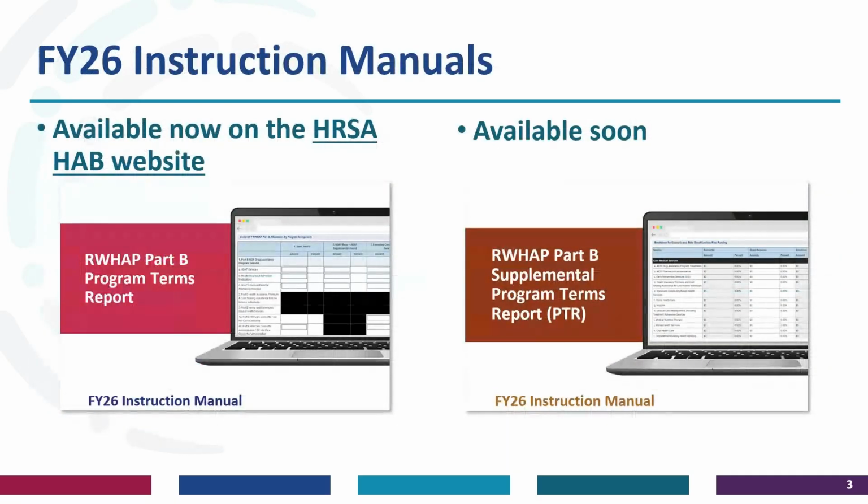Before we start, I do want to take a moment to mention the updated instruction manuals for FY26 for both reports, Part B and Part B Supplemental. The FY26 Part B PTR manual is available now on the HRSA website, and the Ryan White Part B Supplemental Manual will be available soon at the same link. The manuals are the best resource for you when you're completing your report and contain instructions and all the information we're going to go over today.